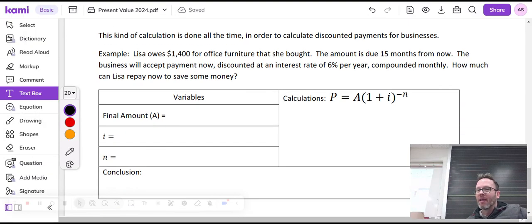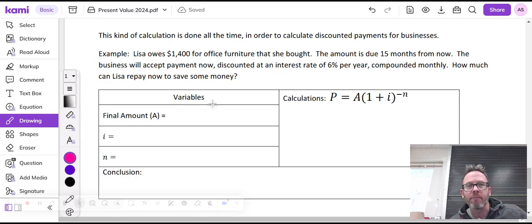But sometimes, if you pay cash, they will actually give you a little bit of a discount, because the idea is, if you pay a business cash, then they have that money to invest themselves, and that money will grow over time. And in the 2 years or what have you that you would have paid them back, you get the same amount. So instead, they give you a little bit of a cash discount. So we're going to do that here. Lisa owes $1,400 for some office furniture. So $1,400.